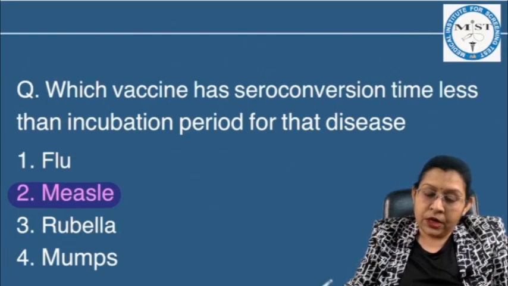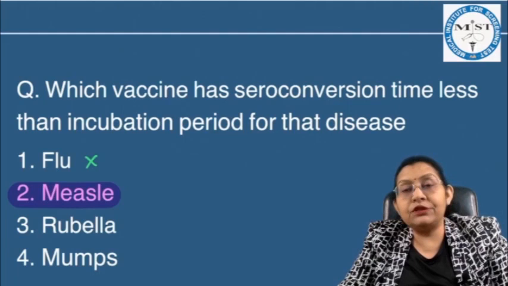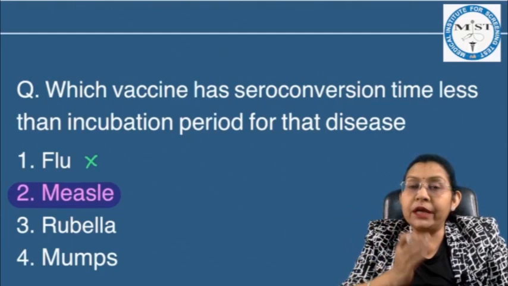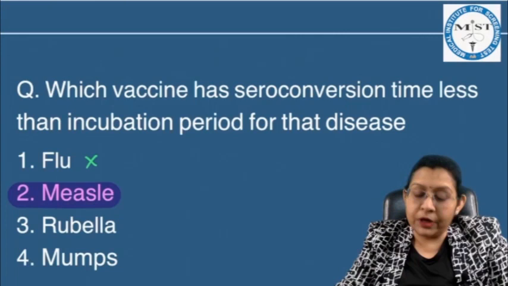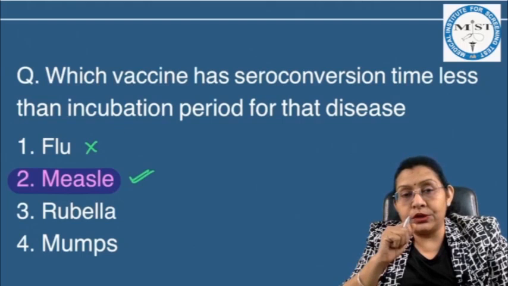Now, measles, as we know, the incubation period of measles is 10 to 14 days. And if we give the vaccine within the first 3 days of an exposure, within the next 7 days, a good amount of antibodies are produced. So the antibodies are produced, meaning the seroconversion from the seronegative individual to the seropositive individual is in less than the incubation period of that particular disease. So yes, this is possible. Now, rubella, again, here the vaccine takes around 2 to 4 weeks for a good amount of antibodies to develop, and this is the same for the mumps vaccine. So here the correct answer is measles.